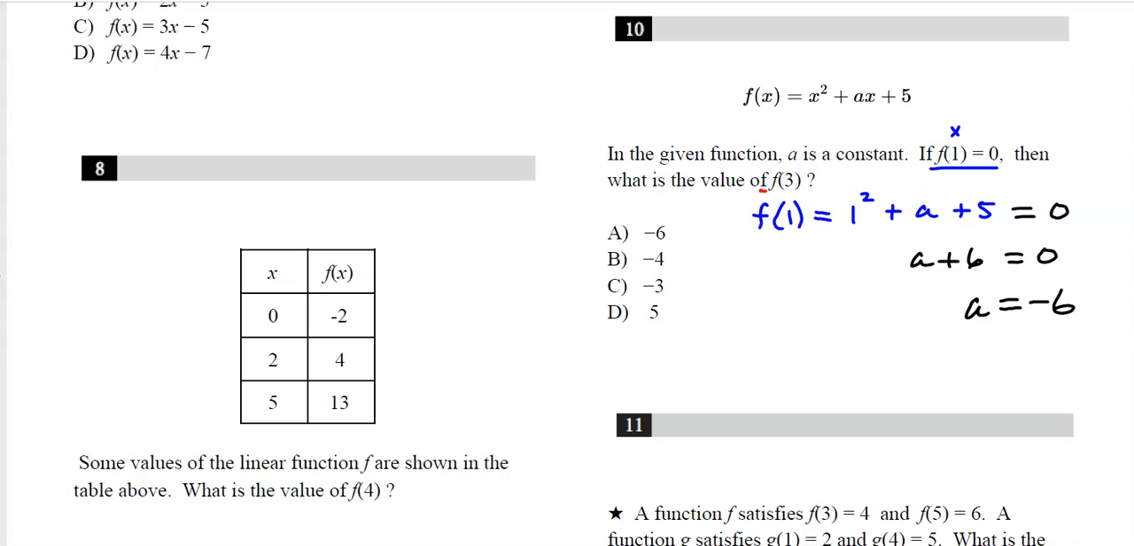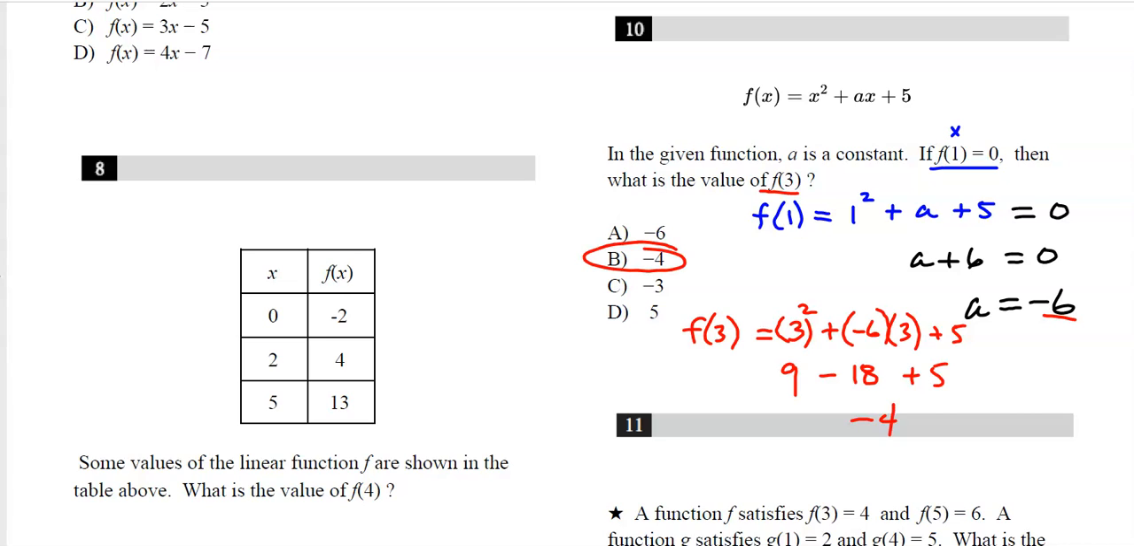Now they say, tell us what f of 3 is. So f of 3 is 3 squared plus a times 3. So a, which we had over here, times 3, that's the x, plus 5. Well, now we just have to do some math. 9 minus 18 plus 5. I believe that shakes out to be negative 4. Correct answer is B.